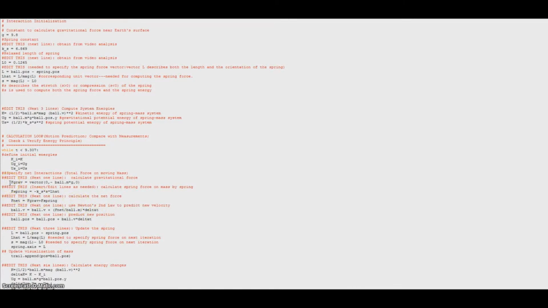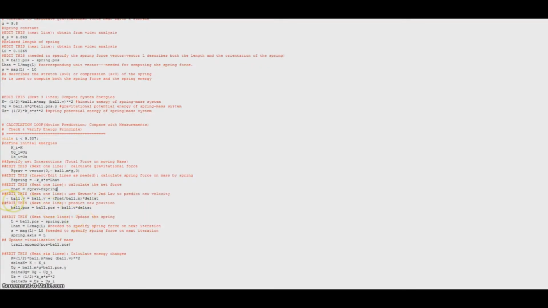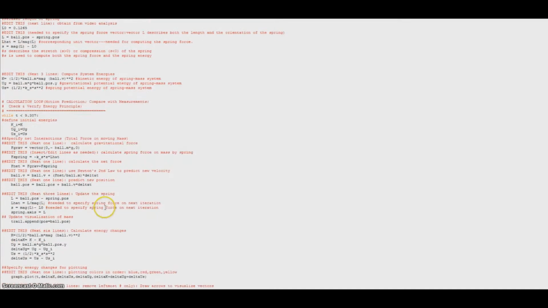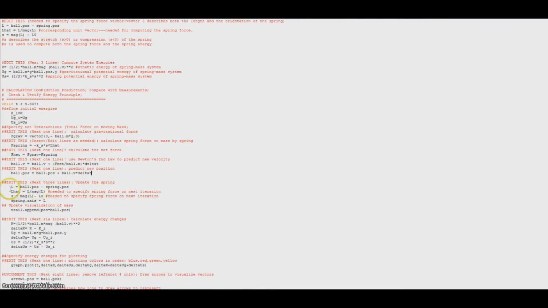So we have a gravitational force that comes from the interaction of the earth with the spring and mass system. We have the spring force. We have the net force, which is the sum of both those forces. Here we write the code of the ball velocity and the ball position, and then we write here the code that expresses the update of the spring.